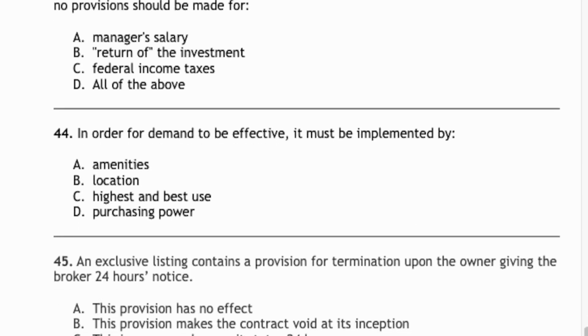44. In order for demand to be effective, it must be implemented by A, amenities, B, location, C, highest and best use, or D, purchasing power. The answer is D, purchasing power. The element of value known as demand is rendered ineffective by lack of purchasing power. Yes. If you don't have any purchasing power, then the consumer can't buy it. Demand is low.